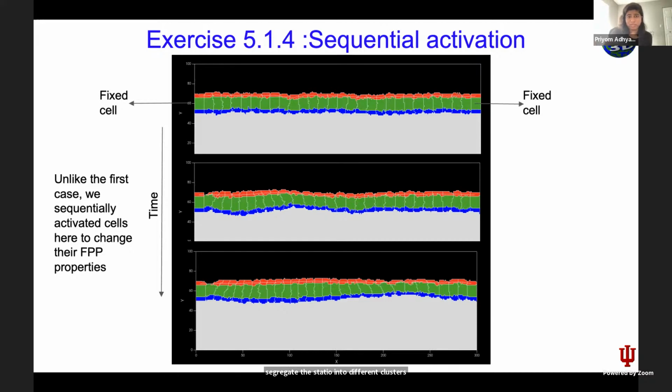So what we're basically trying to do is create the epithelium, like we have done with the previous simulations, and change the FPP properties either sequentially or simultaneously. I'm hoping that you tried the simultaneous case a little while ago. But now we're going to try them sequentially and see if we can get clusters that are uniformly shaped during the simulation.